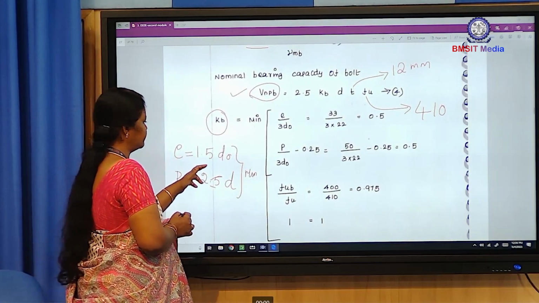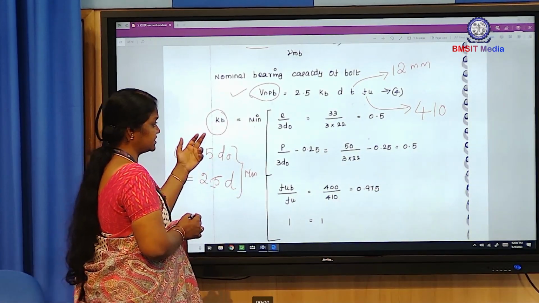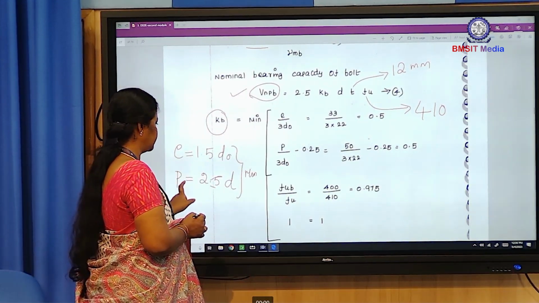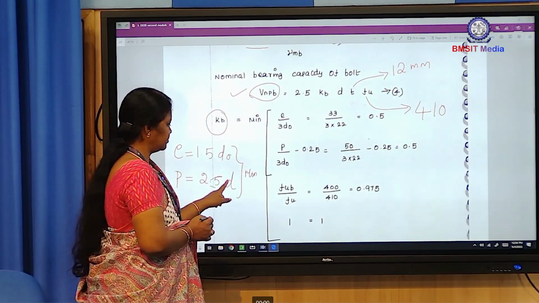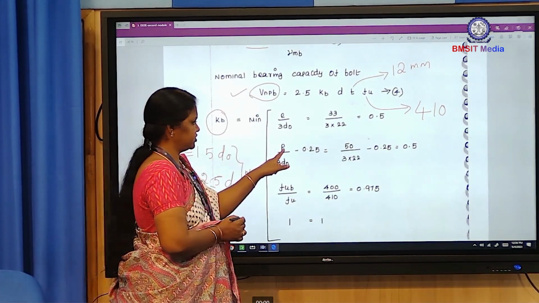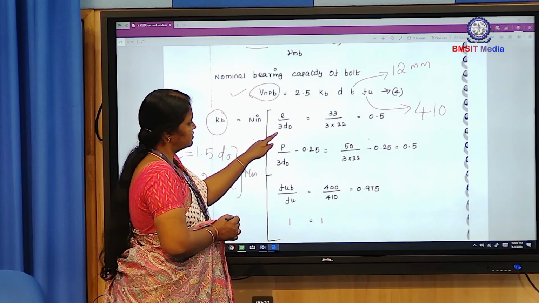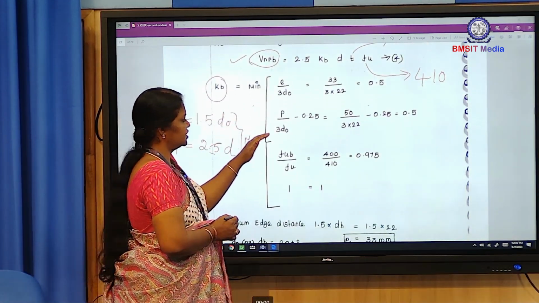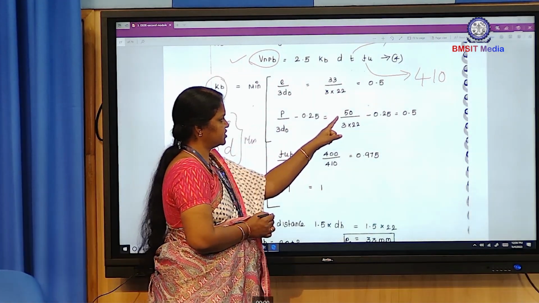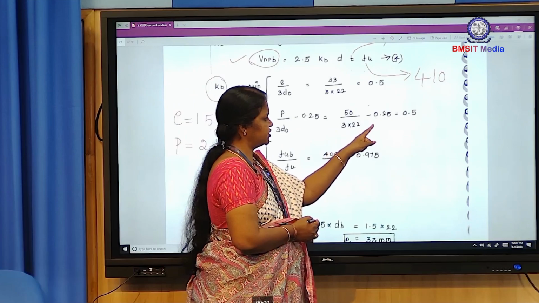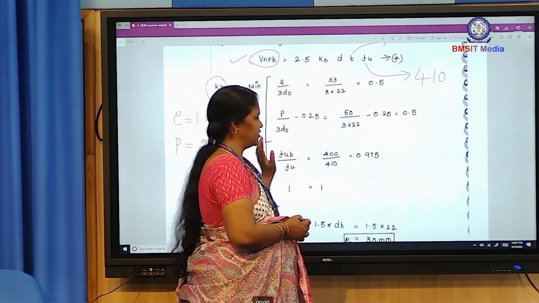E equal to 1.5 times of D naught, we can get the answer 33, where D naught equal to 22 mm. Pitch equal to 2.5 into D, D equal to 20 mm, find out the value and substitute here. So for E divided by 3 D naught we get 0.5. For P by 3 D naught minus 0.25, pitch is 50 and 3 into D naught, 22 mm, minus 0.25, we can get 0.5 as the answer.